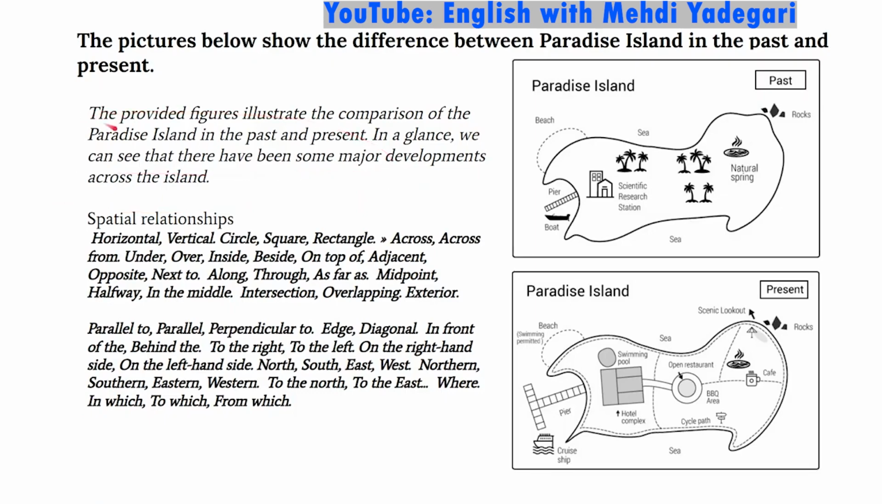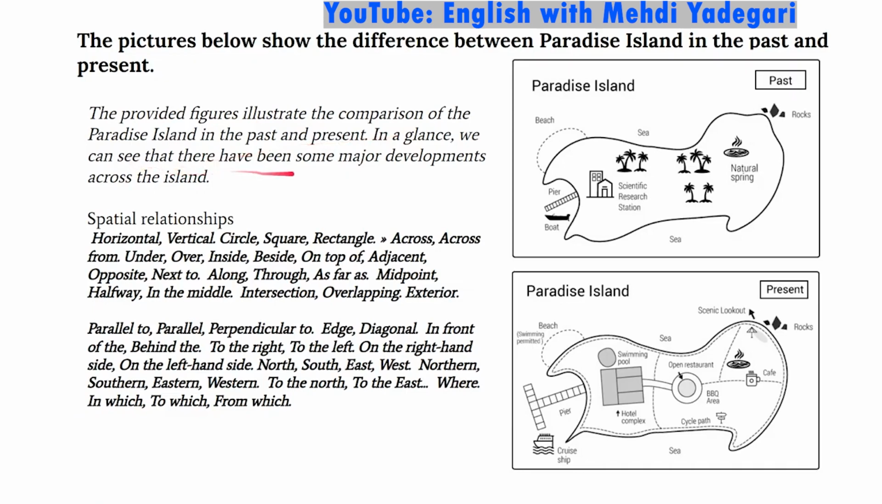Now, the provided figures instead of the pictures below, illustrate instead of show, the comparison of the Paradise Island, the difference between, and so on. So it's just a change in the verbiage and the structure. The overview, in a glance, is one of those set phrases that you can use in the very beginning of your overview. Again, we have covered all of those in the previous video.